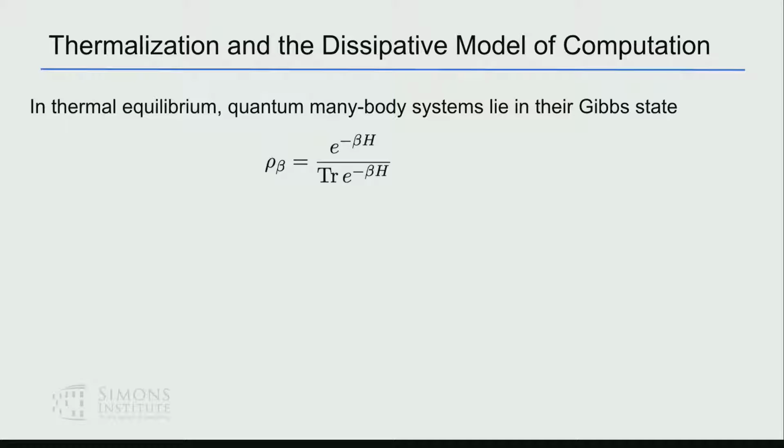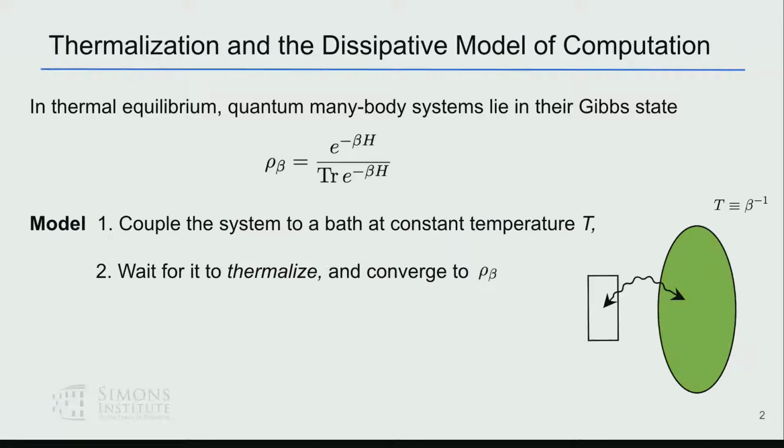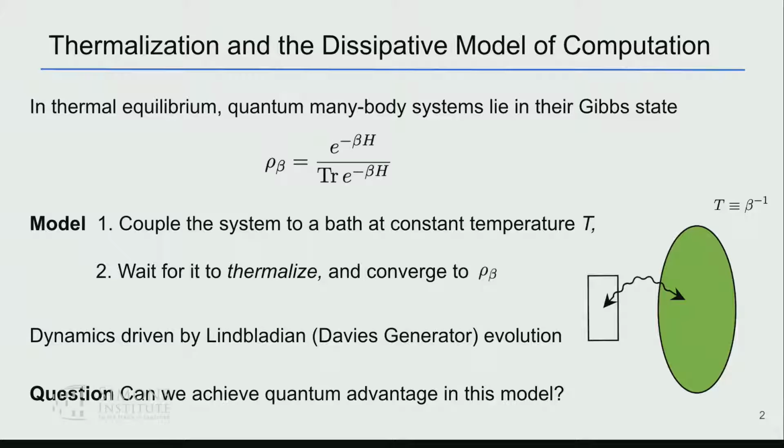And it defines a very natural, physically inspired model of computation in which one couples the system of interest to a thermal bath at some fixed temperature, and you simply just wait for it to thermalize, eventually converging to the Gibbs state. The dynamics of this process is driven by what's known as a Lindbladian, or thermal Lindbladian, or Davies generator. The question we'd like to study in this context is: is there a meaningful notion of quantum advantage in this dissipative model of computation?